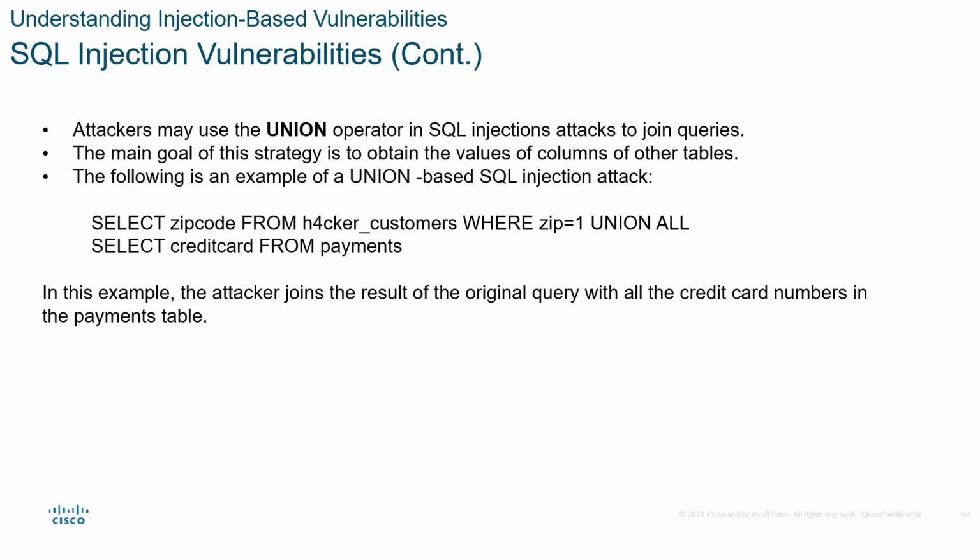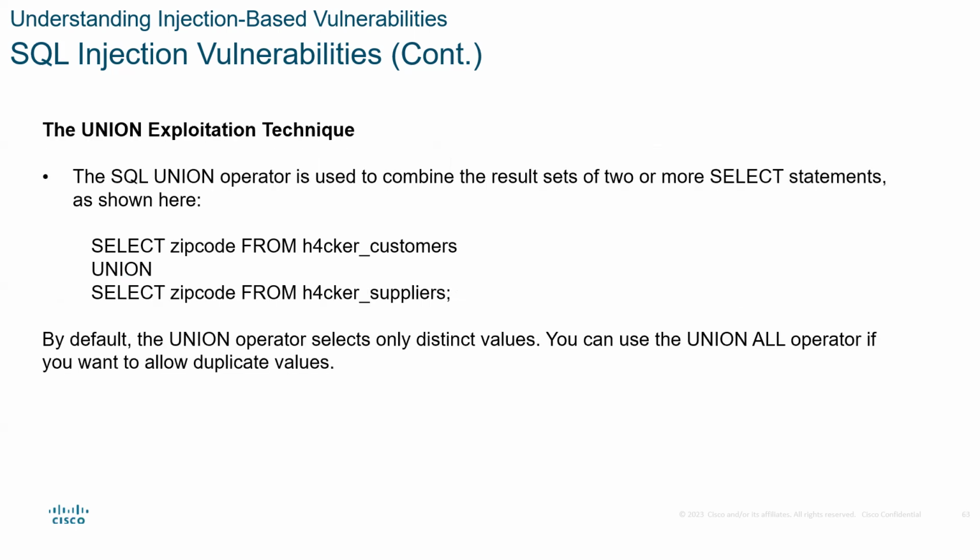So an attacker may use the UNION operator in a SQL injection attack to join queries. The main goal of this strategy is to be able to obtain the values of more than one column in other tables. So like we saw here, it is looking at values from customers and suppliers. And what we're looking for is their zip code, right? These are the database tables, maybe it's Hacker customers and then Hacker suppliers.